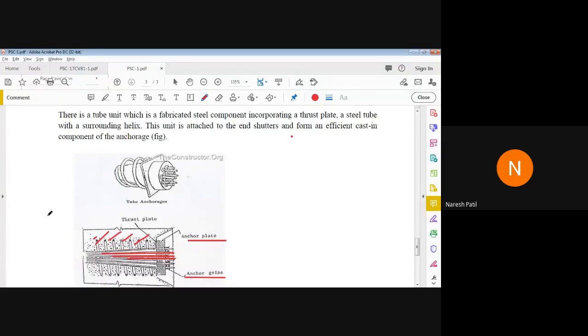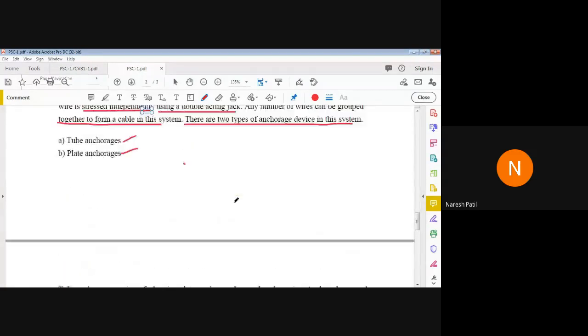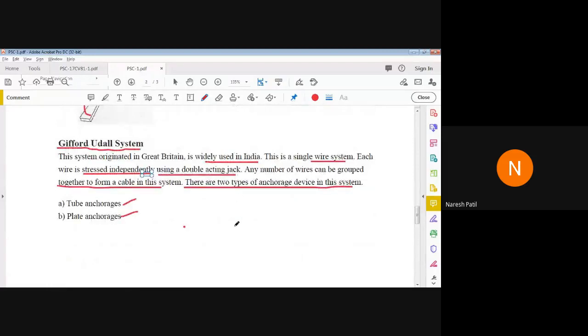Even in the third gate bridge, the same concept has been used. That third gate ROB, the same system has been used. So any doubt here in the G4 system? Anyone having doubt?